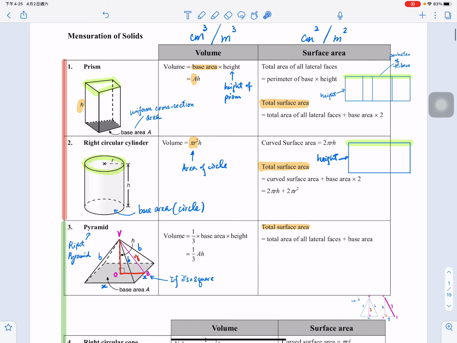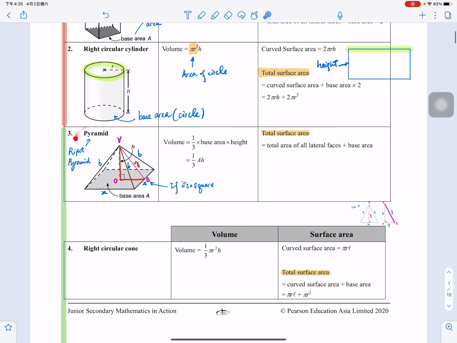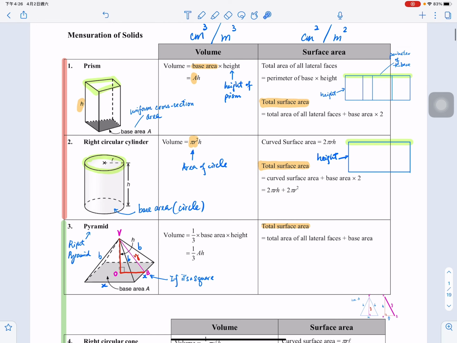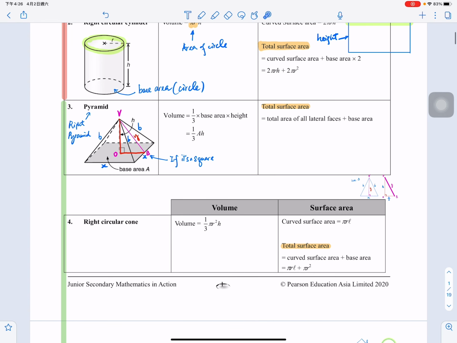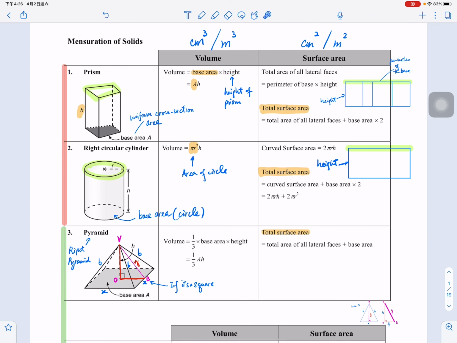Okay, so we know about the prism and also the right circular cylinder. Okay, let's go on to have a look at the pyramid and the right circular cone. First, have a look at the pyramid. Whether pyramid or right circular cone, we can make use of the idea of the prism: 1/3 of the prism formula, base area times height, will be the volume of the pyramid. Okay, so now the base area. If this one is like a square, times the height h, then 1/3 of a squared times h.